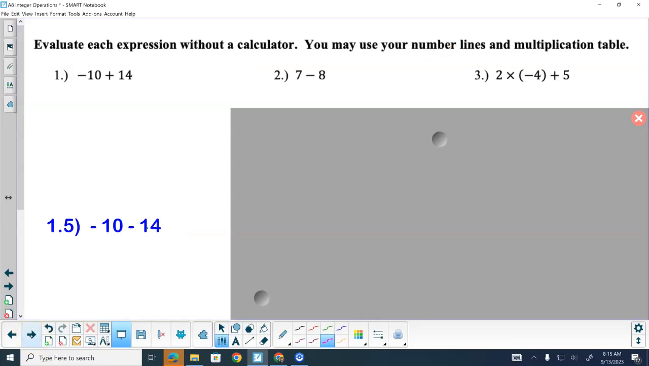All right. So, number 1, negative 10 plus 14. The first thing that you got to do is figure out what you're doing, because you've got 4 different choices right now. Are you multiplying? Are you dividing? Are you adding, or are you subtracting? So we're adding, okay? So is that number line or multiplication chart? Number line. So we start at negative 10, and which way are we going? Up 14 gets us to 4. So that one gets us to 4.